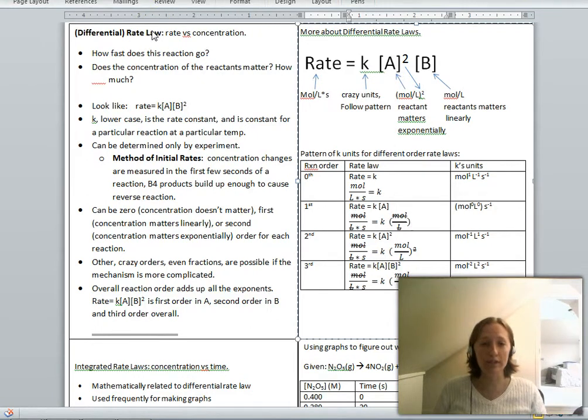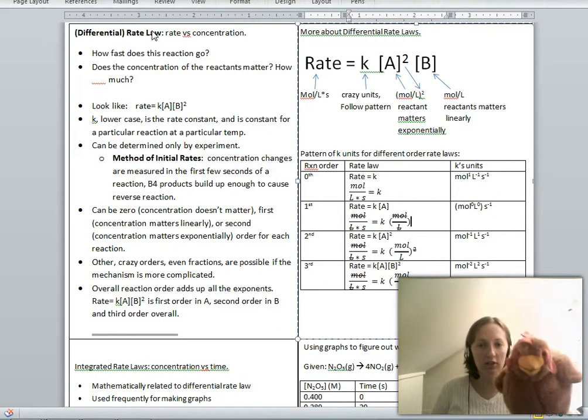Hi folks, this is my second lecture about kinetics, and today we are going to talk about the differential rate law, which is often just called the rate law. That is confusing because there's another kind of rate law which is always called the integrated rate law. But today we're talking about the rate law, which is the differential rate law.